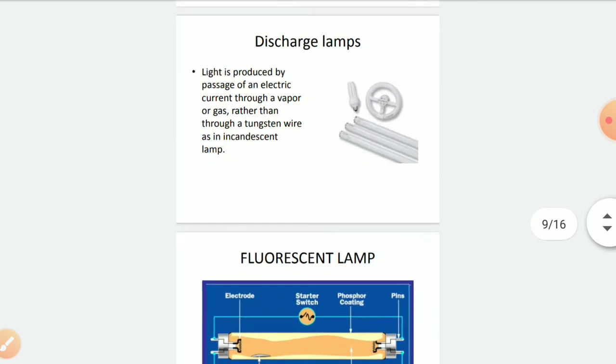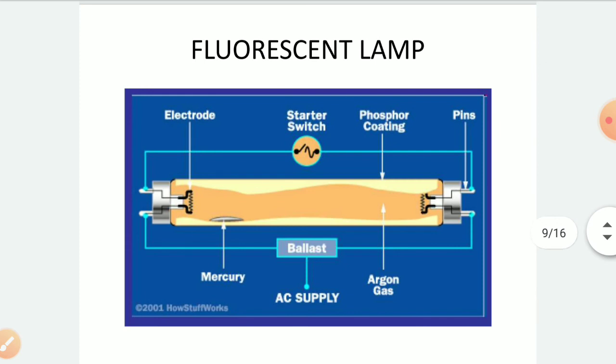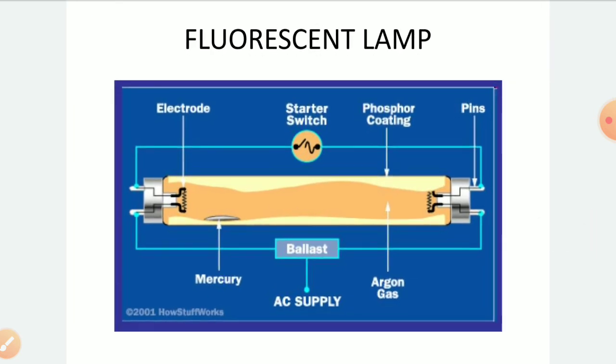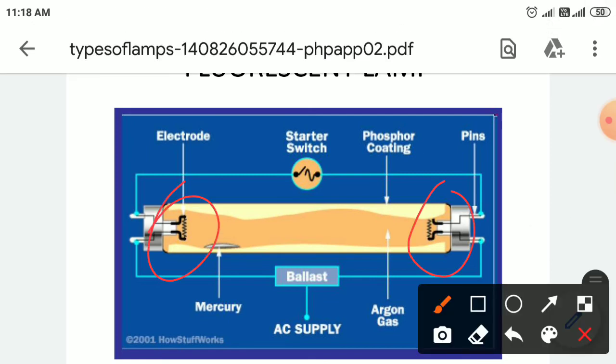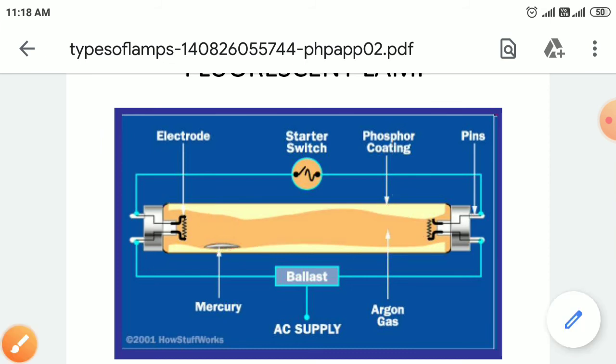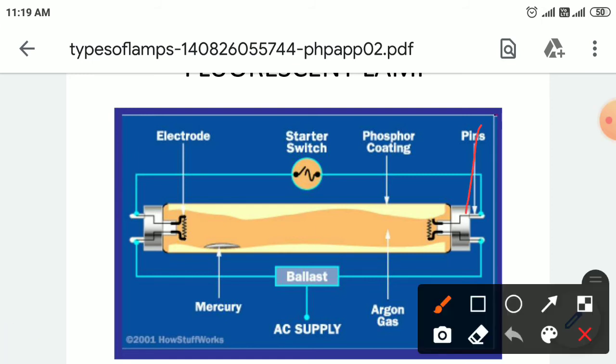You can see the schematic representation of the fluorescent lamp here. It consists of an electrode on both sides of the tube, and a phosphorus coating. Both sides of the tube are phosphorus coated, and it is filled with argon gas. These are the pins for the electric supply, and some amount of mercury is also present in the tube.